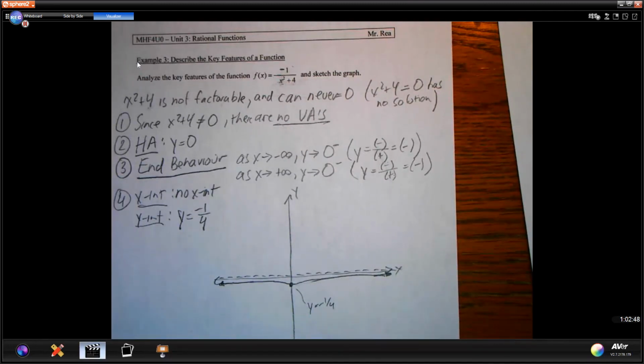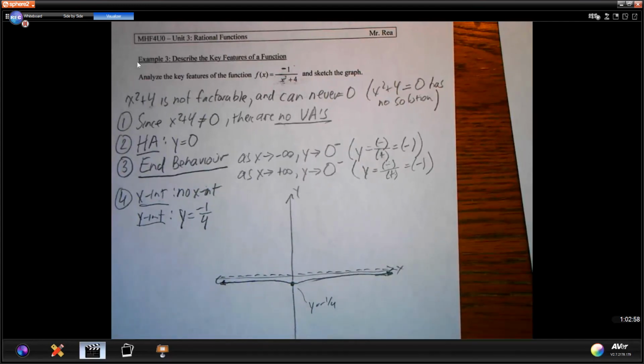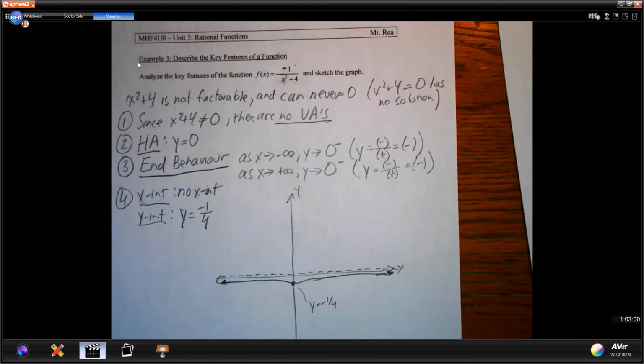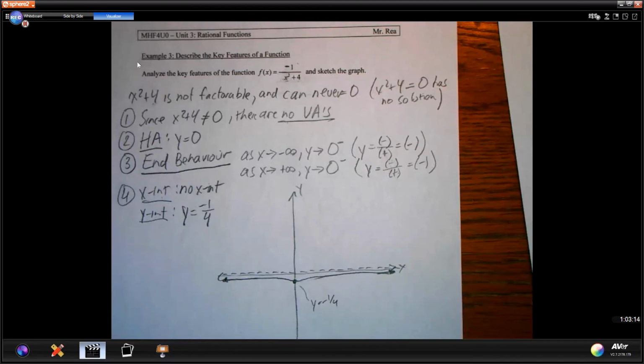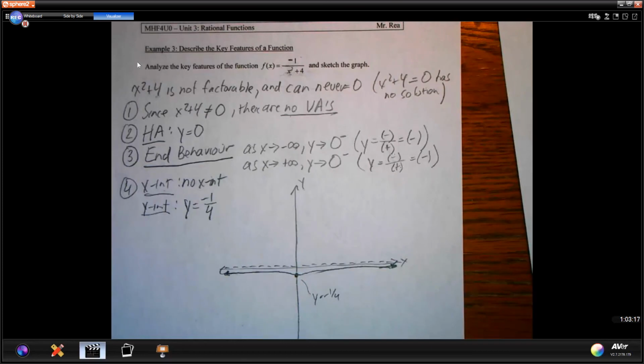Our next lesson will be continuing looking at different types of rational functions with different expressions on the top and bottom. Eventually, we'll come up with a set of rules so that it won't matter. We don't have to keep dividing into different families. You'll just use one process to find the key features and to do a sketch. Okay, so we'll continue on with that next lesson.